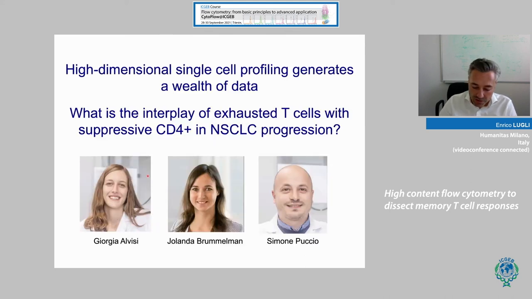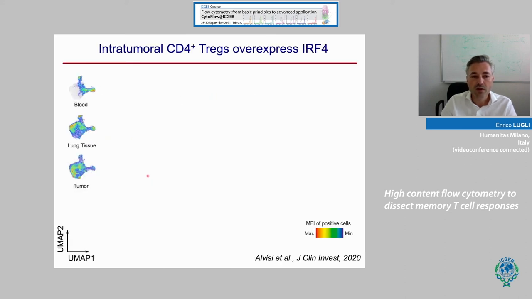So I just want to take the last couple of minutes to show you an additional application of all the studies that we do with flow cytometry, the possibility to analyze millions of cells from dozens of patients in a quite rapid way. From the first study I showed you, we analyzed CD8, but we also had CD4 in the panel, so we could have access to CD4 phenotypes in non-small cell lung cancer, and this is what Giorgio, Yolanda, and Simone did.